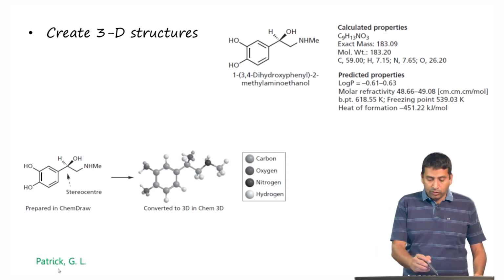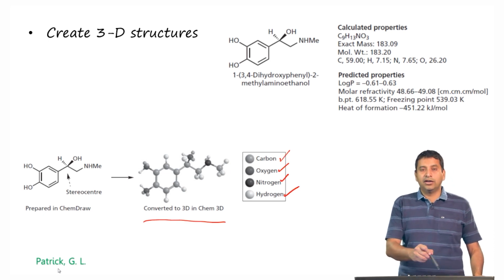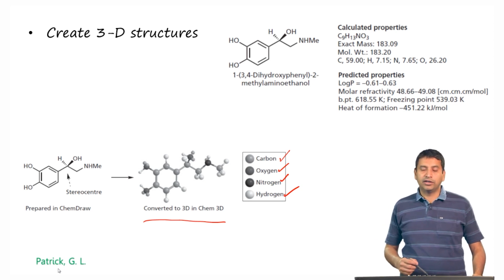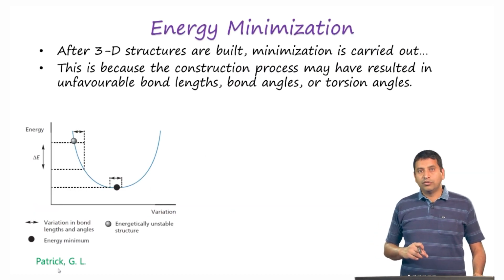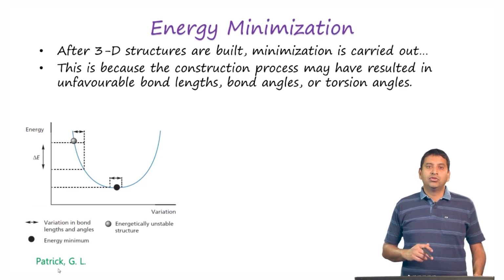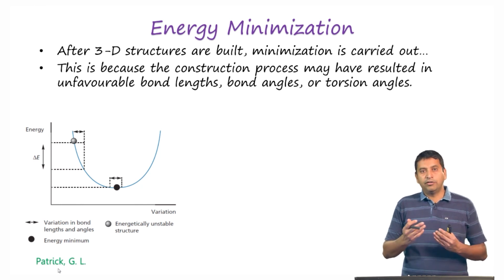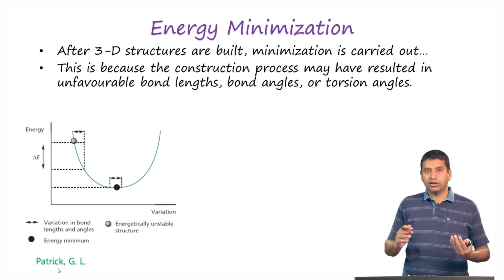So, here you will get a structure like this, which shows the carbon, oxygen, nitrogen and hydrogen of these molecules, and you can see that these are located as spheres. Then what we need to do is what is known as energy minimization. The process of energy minimization is important, because in the original structure that you draw, there can be various unfavorable bond lengths, bond angles or torsion angles.